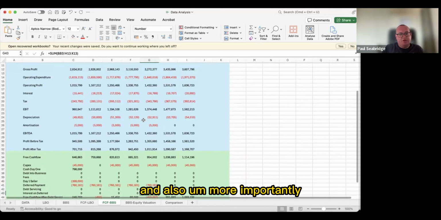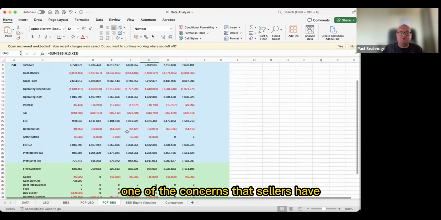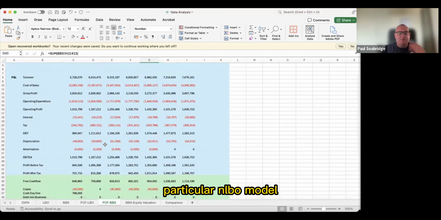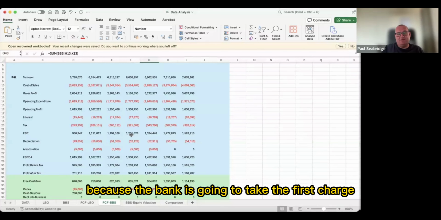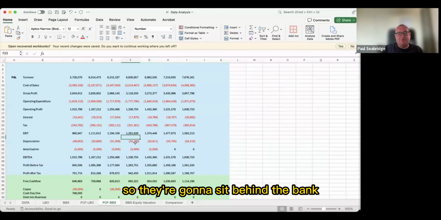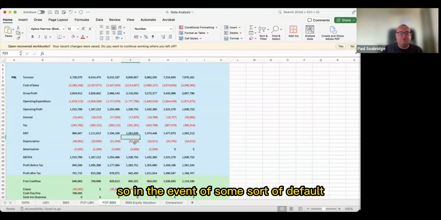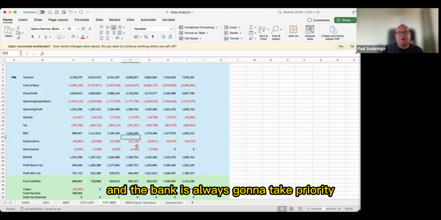And also, more importantly, one of the concerns that sellers have, particularly in an LBO model, is the security for the deferred payments, because the bank is going to take the first charge. So they're going to sit behind the bank. So in the event of some sort of default, the bank is always going to take priority.